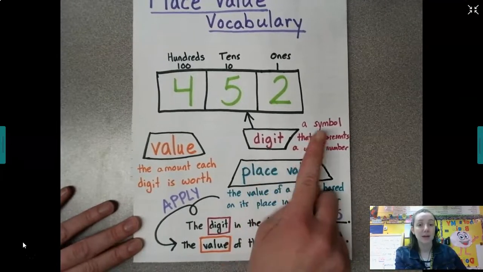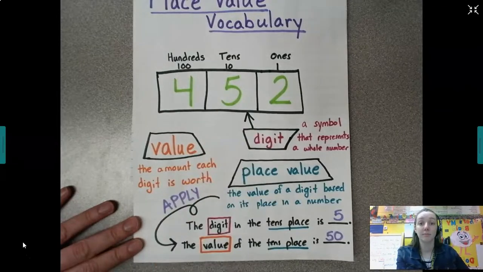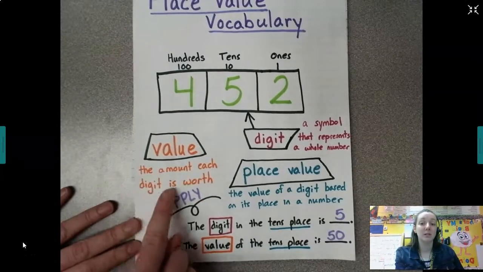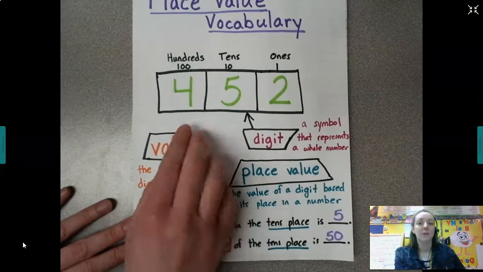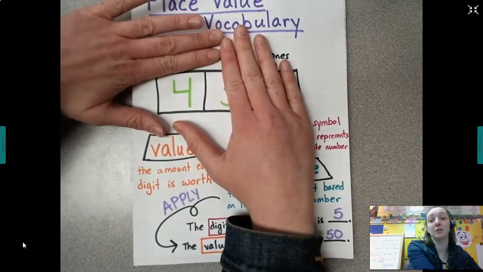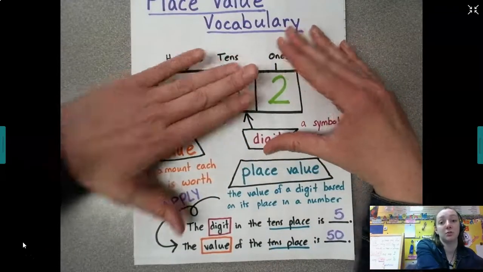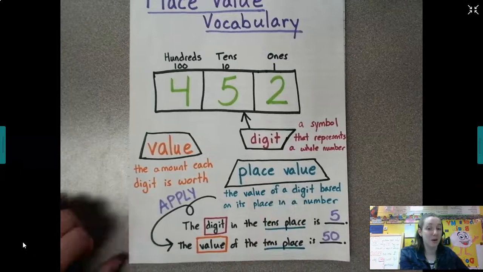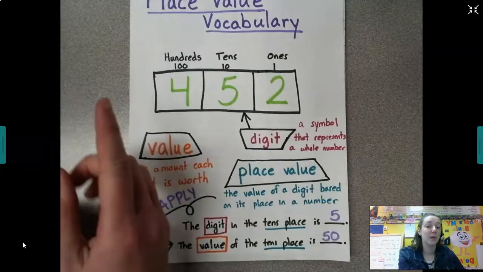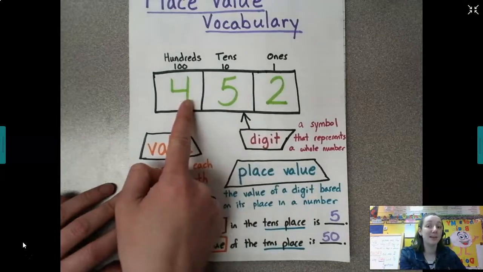A digit is a symbol that represents a whole number. So 4 is a digit, 5 is a digit, 2 is a digit. The value is the amount each digit is worth. The digit 4, if I just have a 4 all by itself, is worth 4. That's the value of that number. Same thing with 2. If I just have a 2 by itself, it's just worth 2. The place value, however, is the value of a digit based on its place in the number, because a 2 in the ones place is not worth the same as a 2 in the hundreds place.